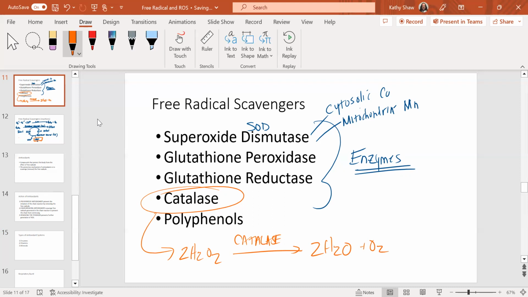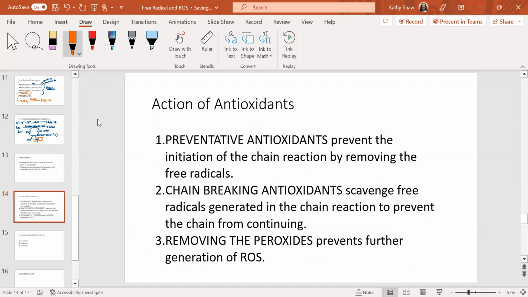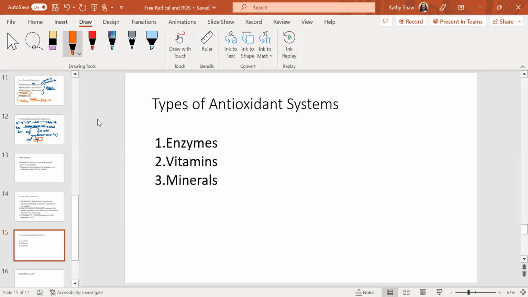Okay, so let's go back to our antioxidants then. We have different actions, different types of antioxidants, and they might be preventative. They might prevent the chain reaction, and we'll talk about a chain reaction shortly. They might prevent a chain reaction from starting. So we don't get the free radicals, we don't start the chain. We might break the chain, scavenge them up to prevent the chain from continuing. We could also remove the peroxides. So 3 different ways of getting rid of them.